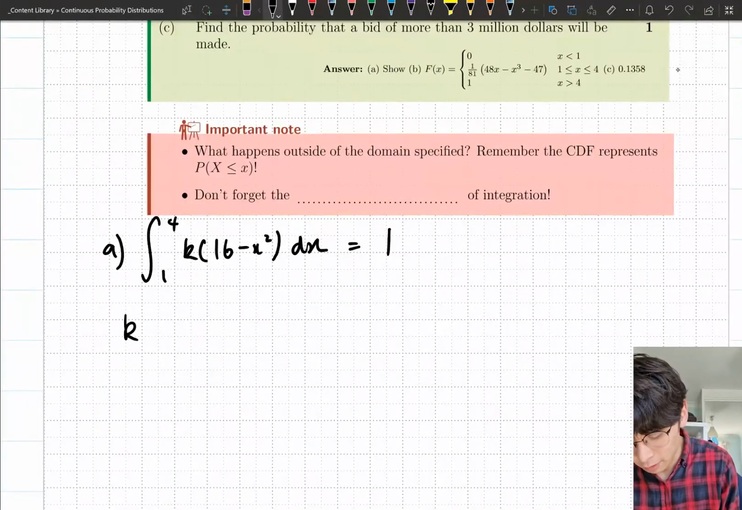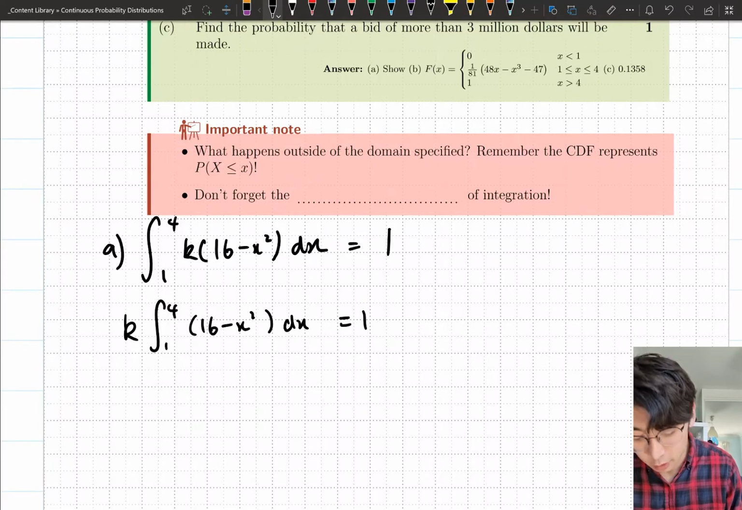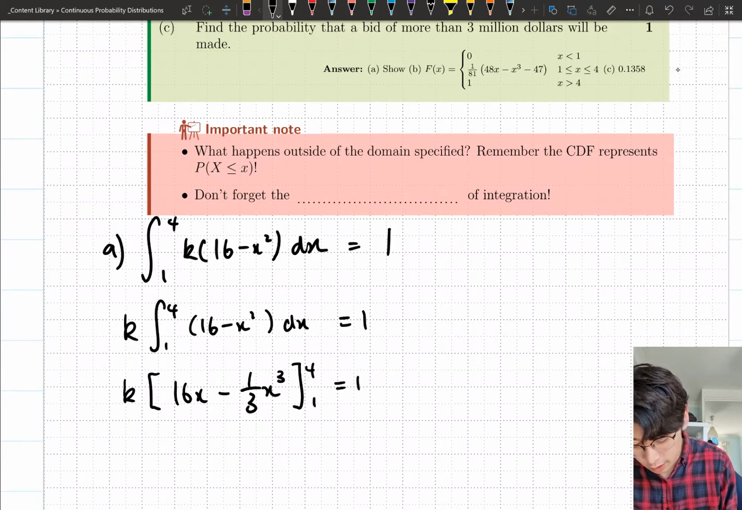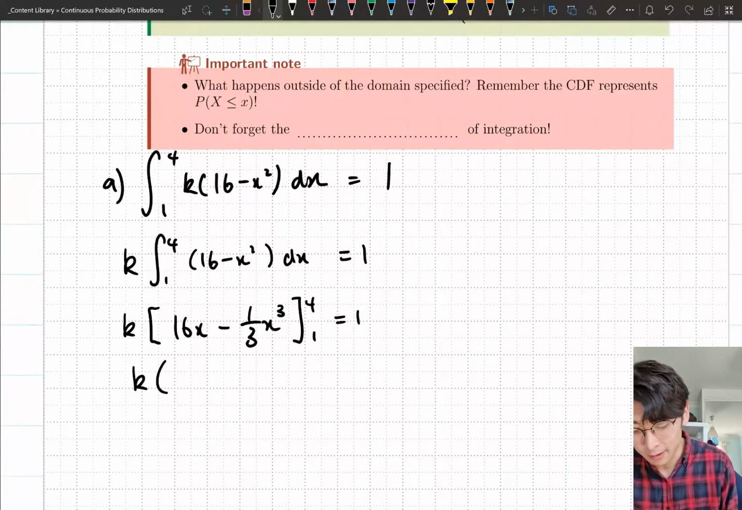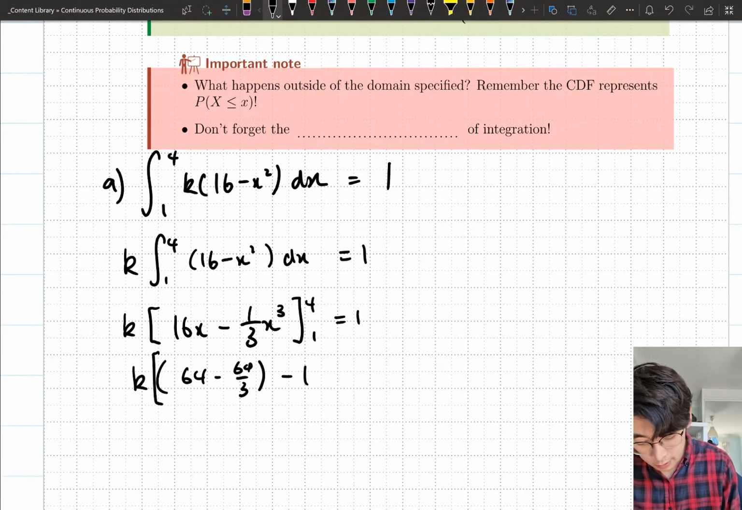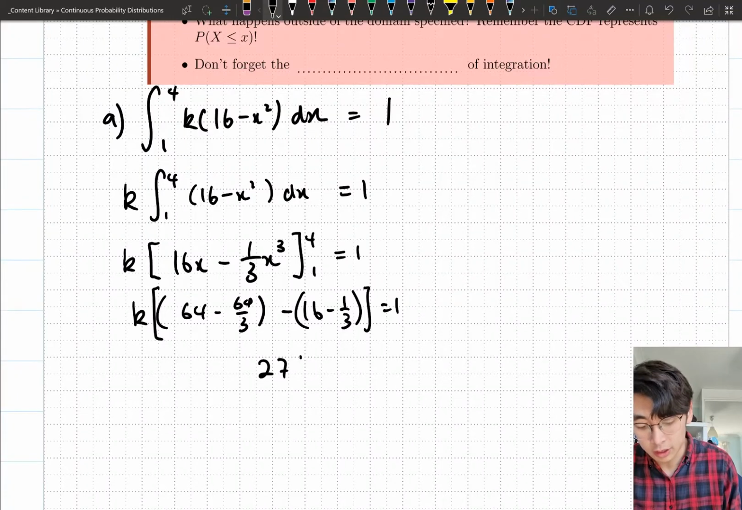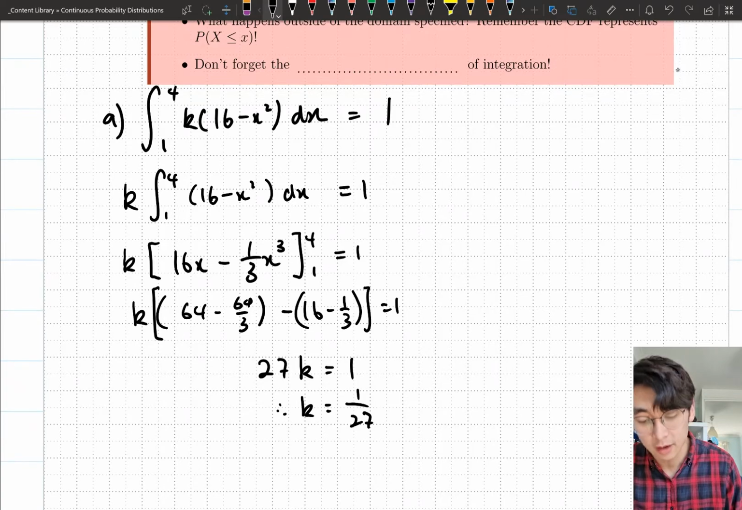On my left hand side, I'll take out the k, and that's still equal to 1. And then we can now integrate. So here this just gives me k times the integral of 16x minus 1 over 3 x cubed, from 1 to 4, is equal to 1. And I just sub in my values here. So here I'm going to get 64 minus 64 over 3, minus 16 minus 1 over 3, is equal to 1. And this, I believe, gives me 27 altogether. So that's 27k is equal to 1. So therefore, k is equal to 1 over 27.